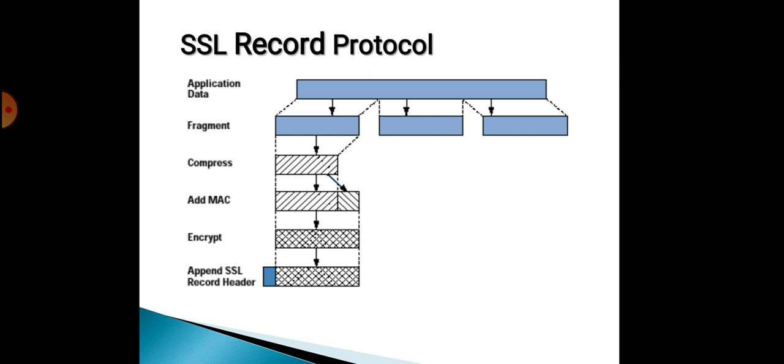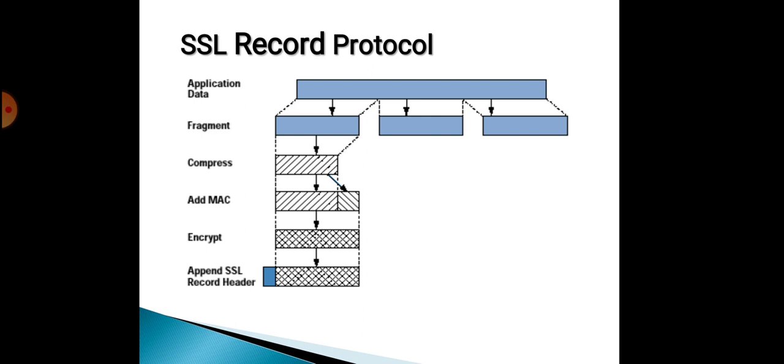All blocks are then compressed, that is the compress process. Then add MAC and encrypt the data along with the MAC, and append the SSL record header to the encrypted data. This is a simple description of the SSL record protocol operation.